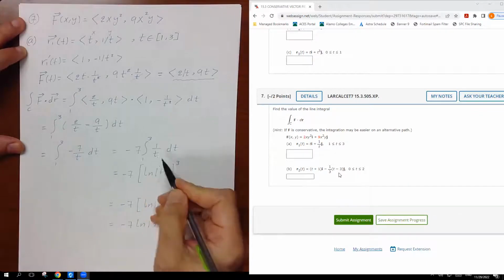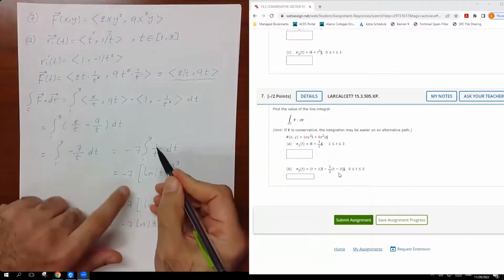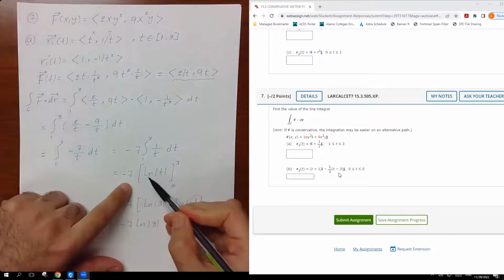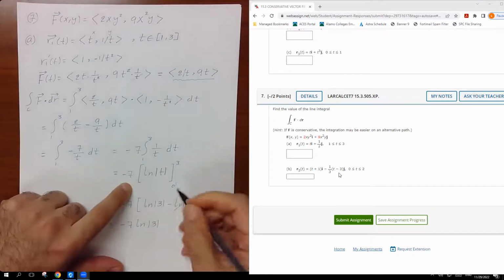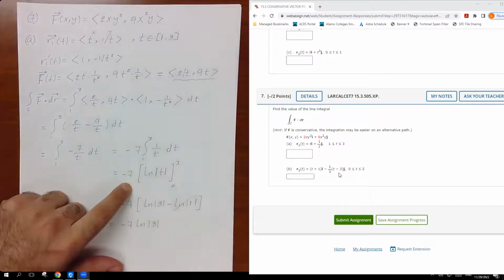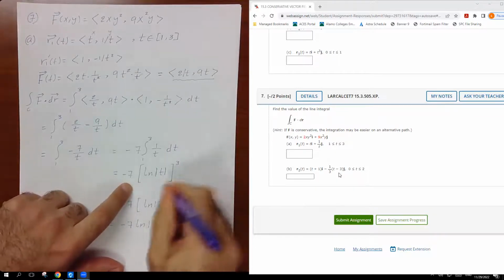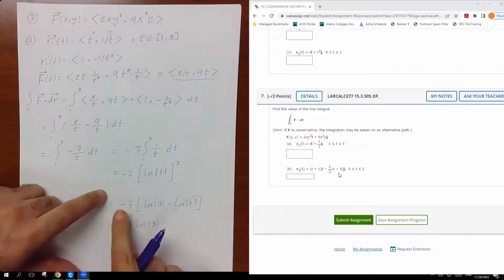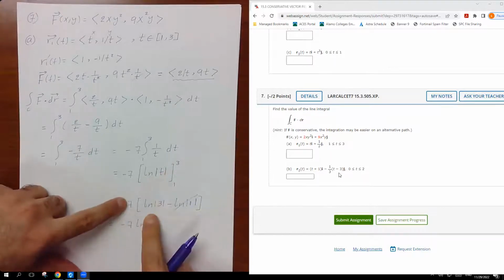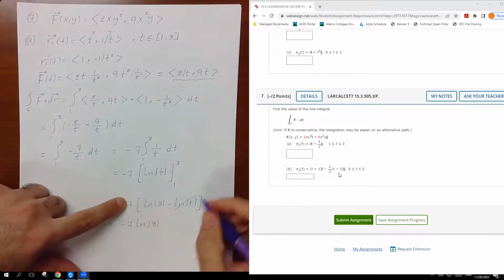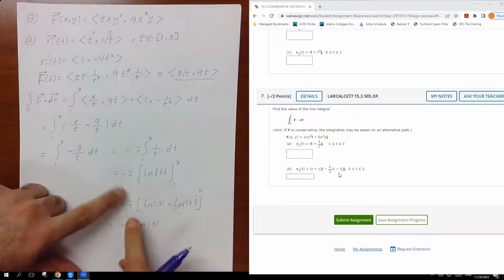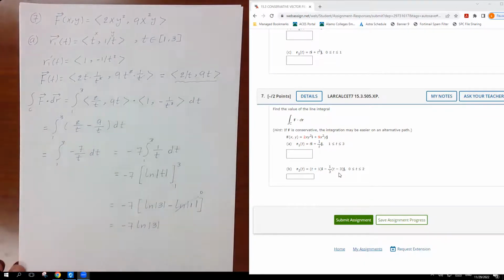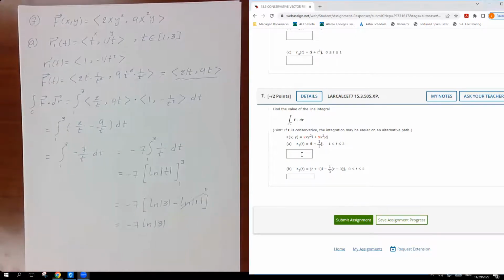So the integral from 1 to 3 of 1 over t dt, which is going to be negative 7 ln t, from 1 to 3. And then it's going to be negative 7 times ln 3 minus ln 1. ln 1 equals 0. That means the result is going to be negative 7 ln 3. So the result for this one is going to be negative 7 ln 3.